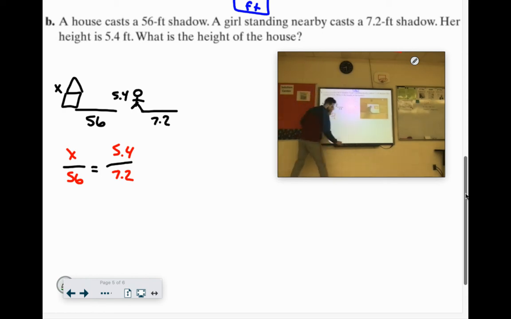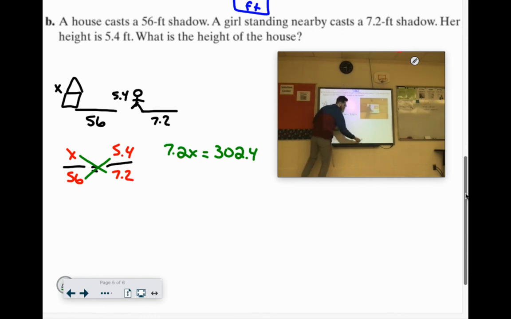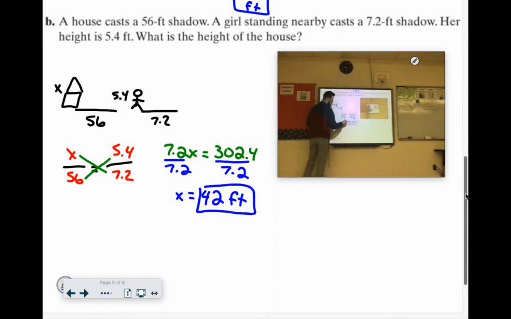So if we were to cross multiply, we'd have 7.2x equals 56 times 5.4 is 302.4. And we will divide that by 7.2. 42. Yeah, I was pretty close. 42 feet. Nice. All right, the other kind of problems with these similar figures, proportions, are scale drawings.